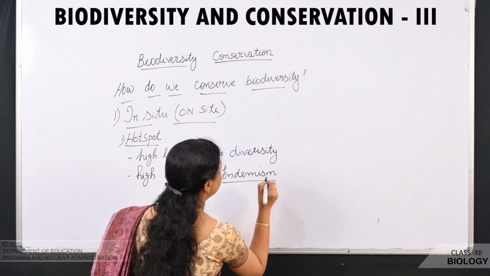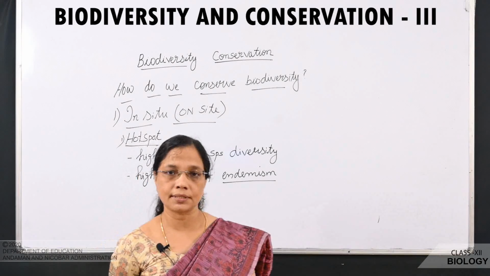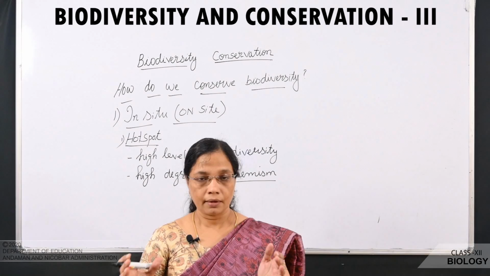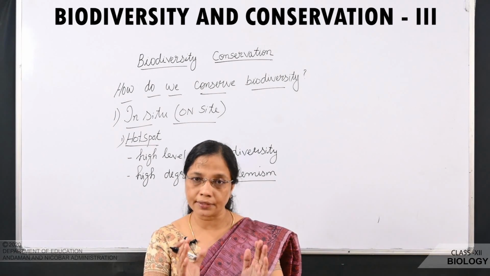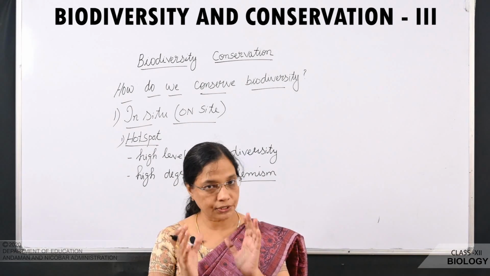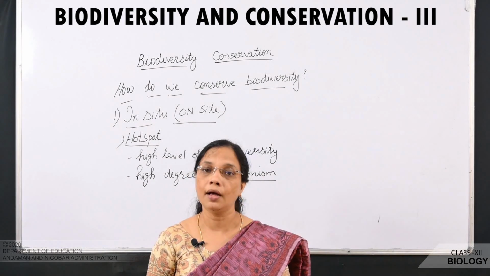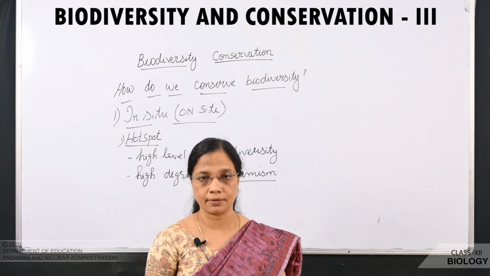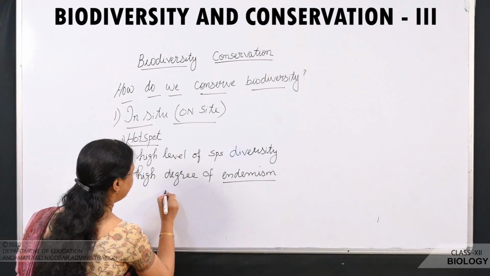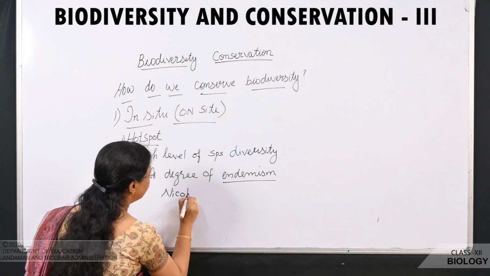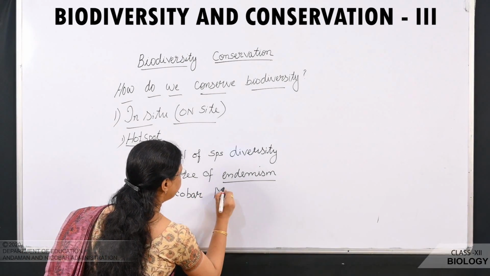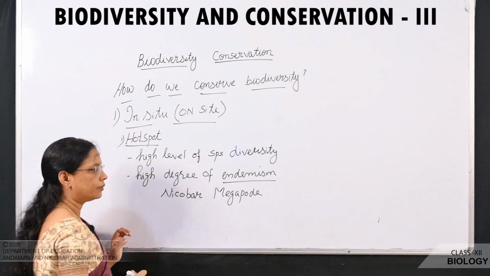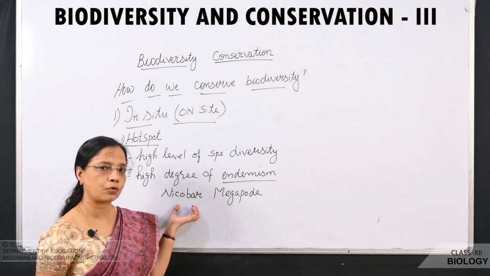What do you mean by endemism? Endemism means endemic species. Endemic species means a particular species which is confined in that particular area. A species which is confined in that particular area is said to be an endemic species. You cannot see this species anywhere else. Now we'll take the example of Nicobar megapode. It is a bird which is found only in Nicobar groups of island.